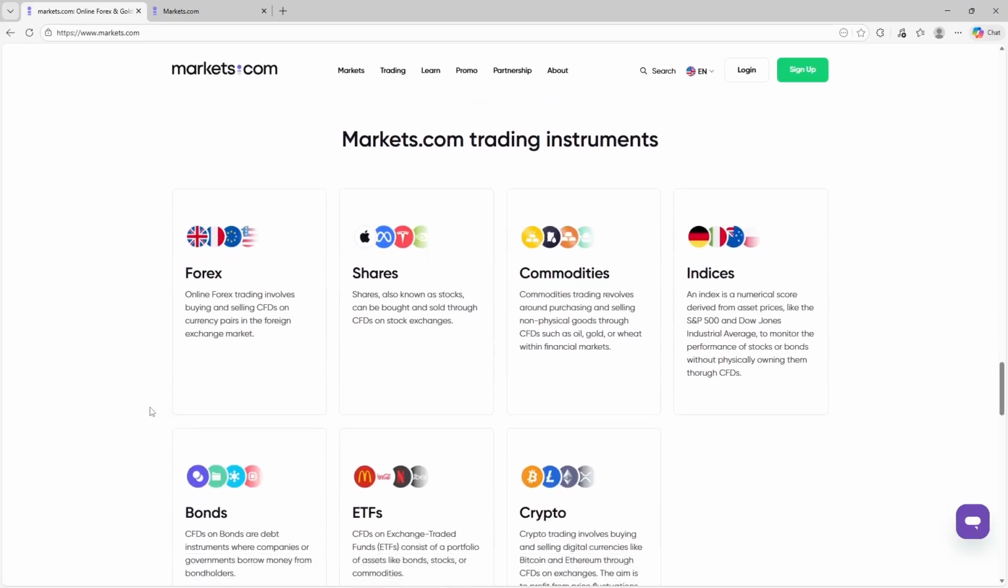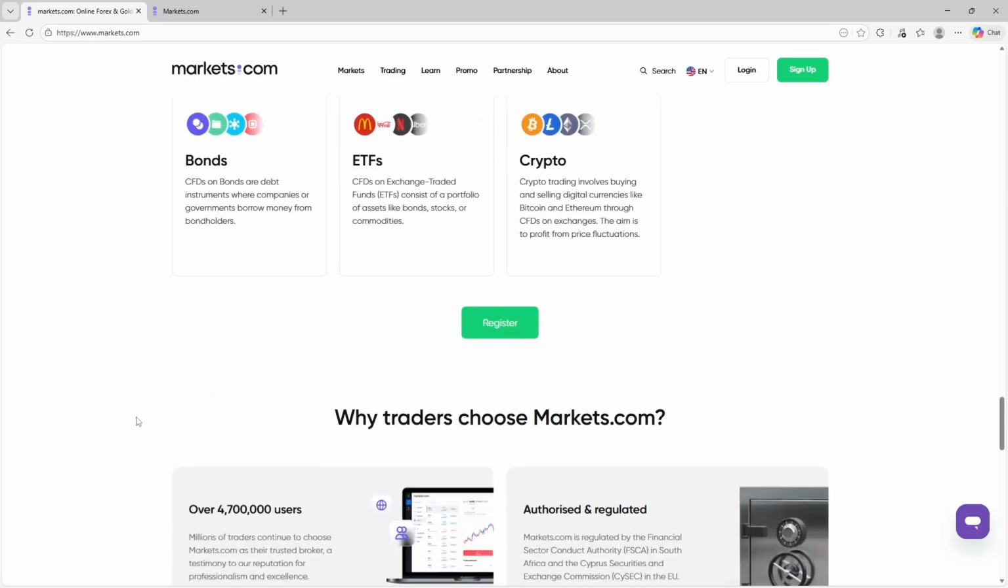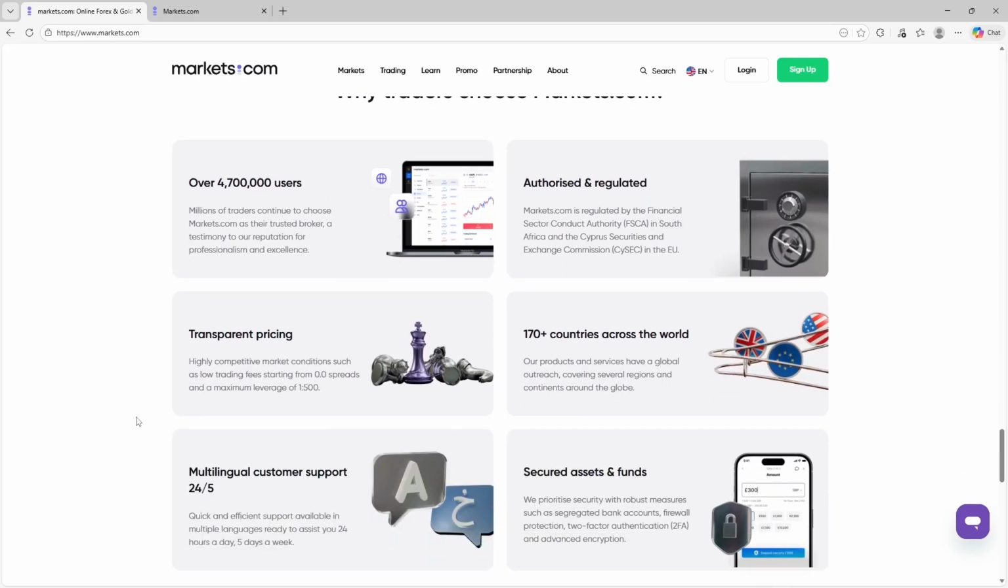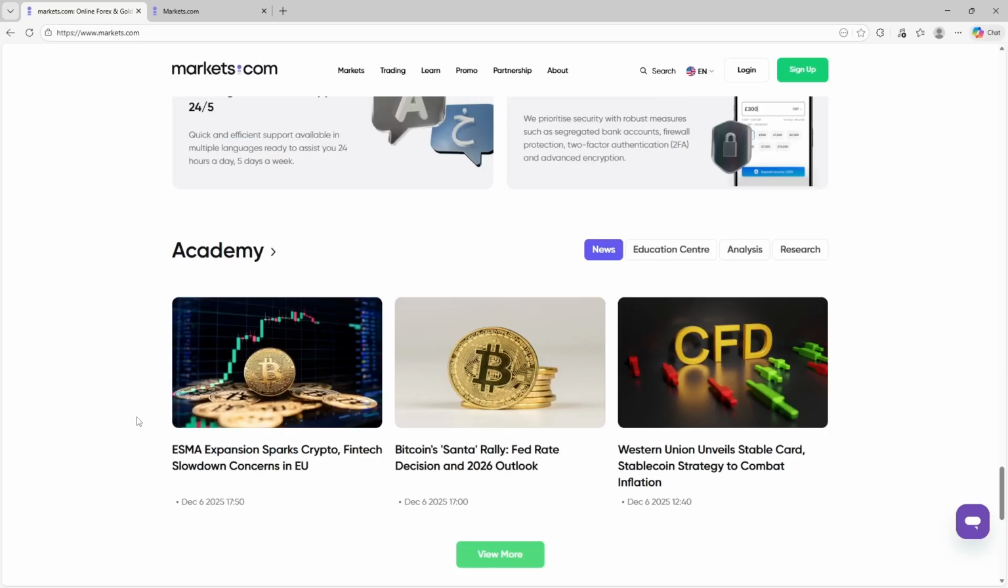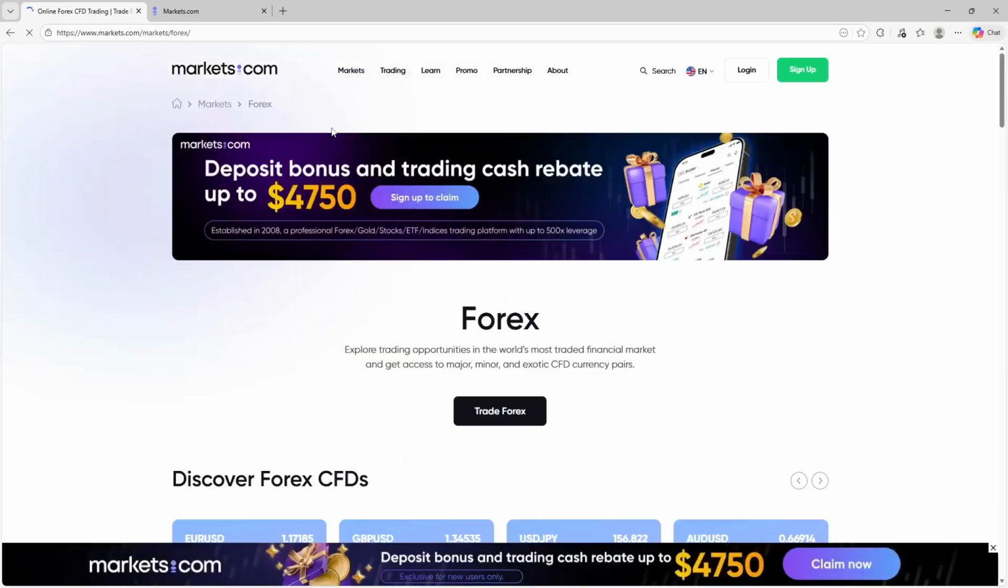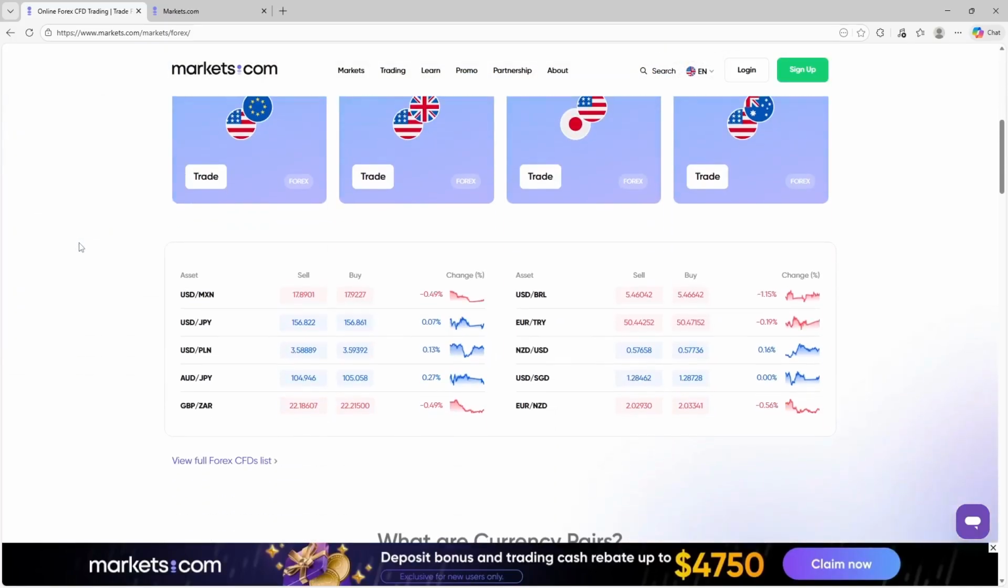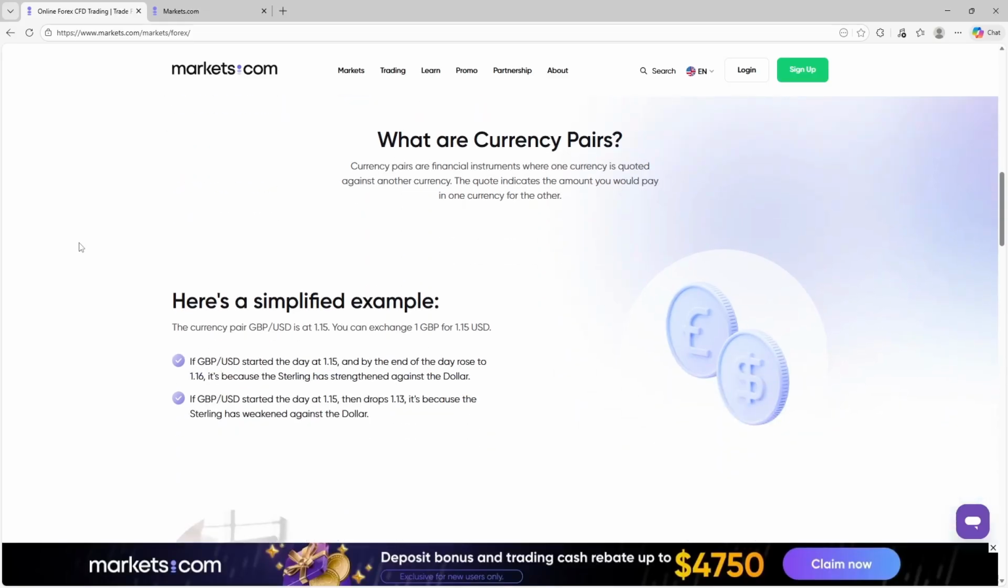There is a strong emphasis on accessibility and user experience, with clean interface design, relatively fast onboarding, and educational material geared toward newer traders. Markets.com also focuses heavily on leveraged CFD trading, allowing traders to control larger positions with smaller capital, which can amplify both potential gains and potential losses.